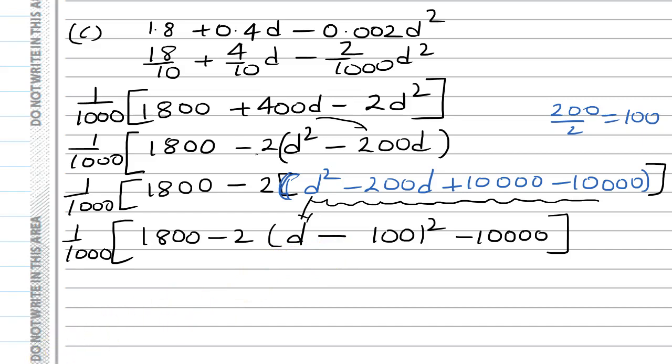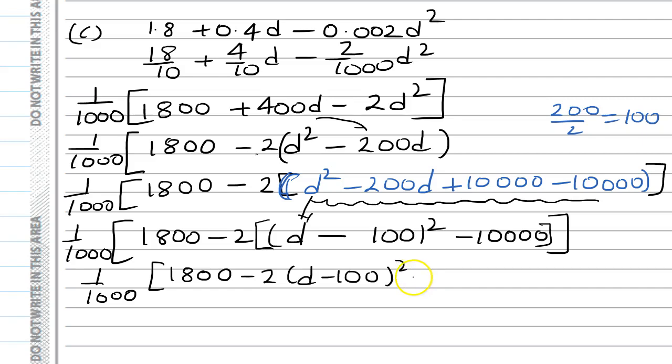Now we need to solve this. So it will be 1 over 1000, 1800. Let's multiply with minus 2 here. When you multiply, because it was minus sign, it is minus 1000. And we need to multiply by 2 because this 2 is outside. So it will be minus 2 d minus 100 square, and it will be 20,000. Yeah, so is that clear?